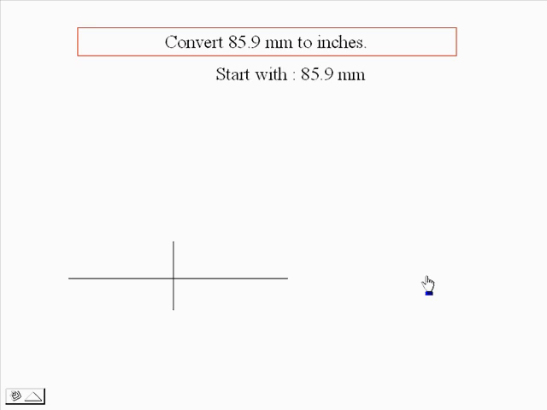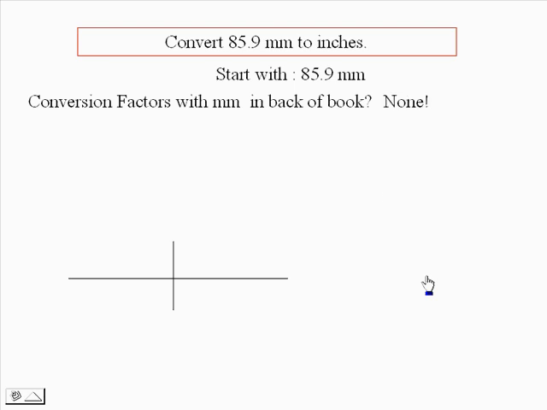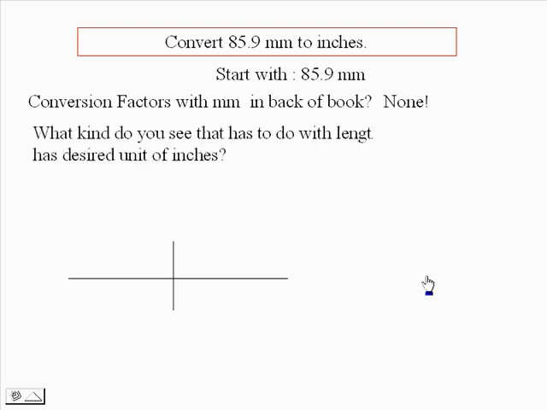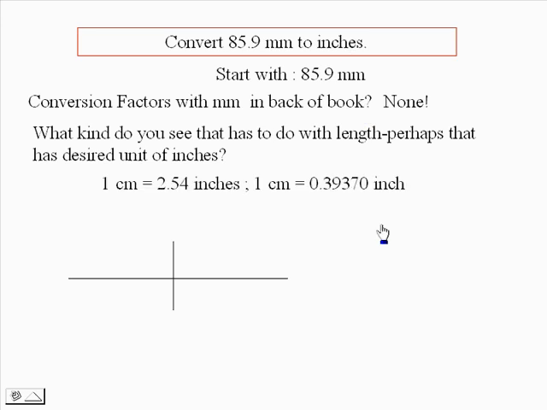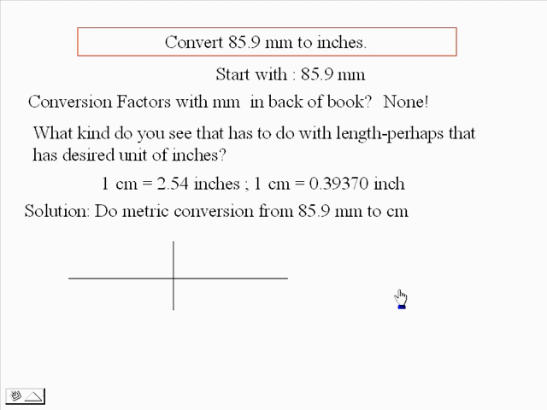Convert 85.9 millimeters to inches. Again, start with what you're given, 85.9 millimeters. You're looking for anything with millimeters in the back of the book, and you'll see that there aren't any. However, one of the things that you might want to do when you look under length is look to see what has inches in it, because that is your desired unit, is inches. I do find these where it tells me what 1 centimeter is equal to. So knowing that, I could convert the 85.9 millimeters to centimeters.